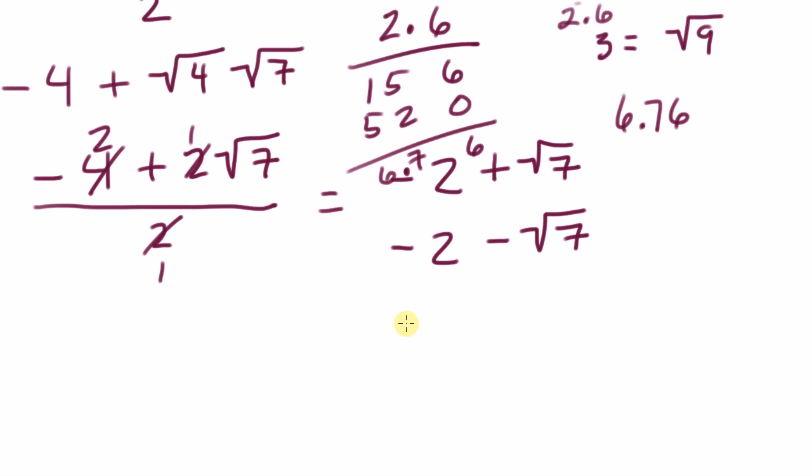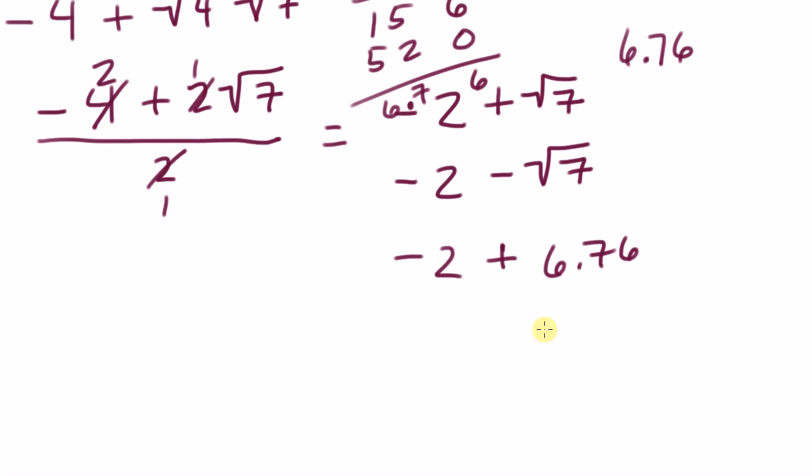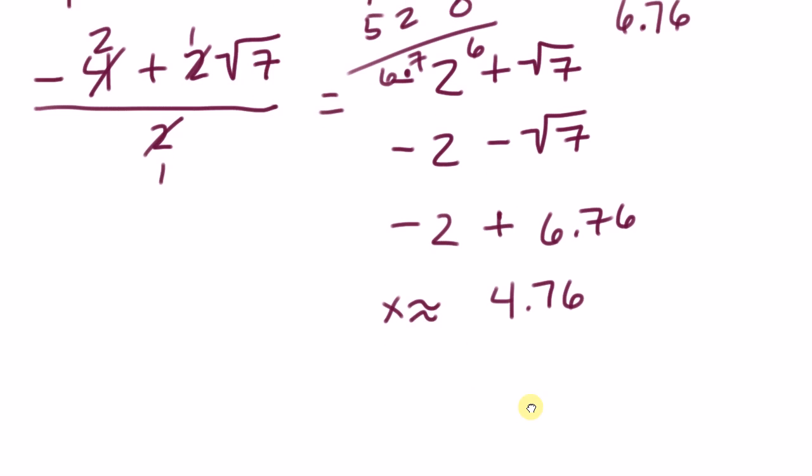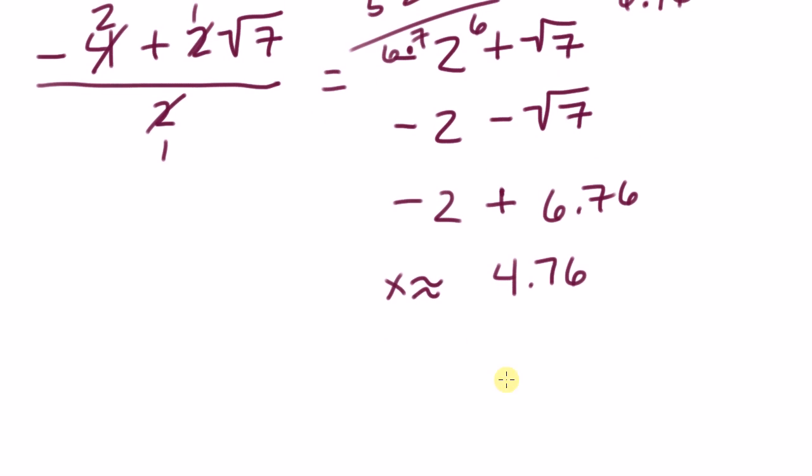So I'm going to take a -2 and I'm going to add 6.76. And I'm going to get 4.76. So I'm going to say that one of my zeros is approximately equal to 4.76. And the other x is going to be approximately equal to negative 8.76.